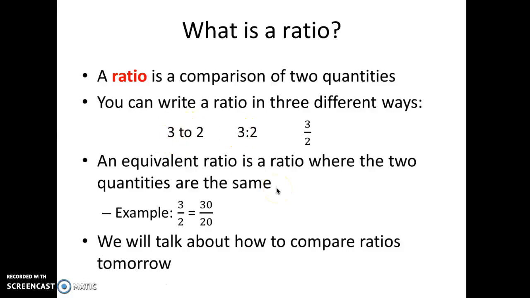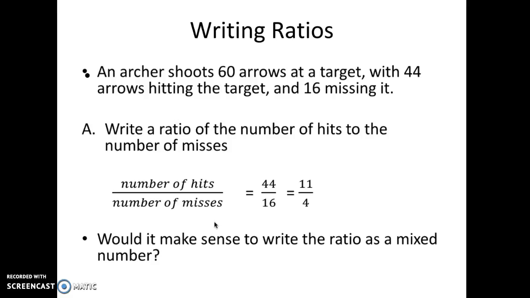An equivalent ratio is a ratio where the two quantities are the same. So for example, 3 over 2 is equal to 30 over 20 because we're scaling up by 10. So those are equivalent ratios, or we would also say equivalent fractions. So how do we write ratios?